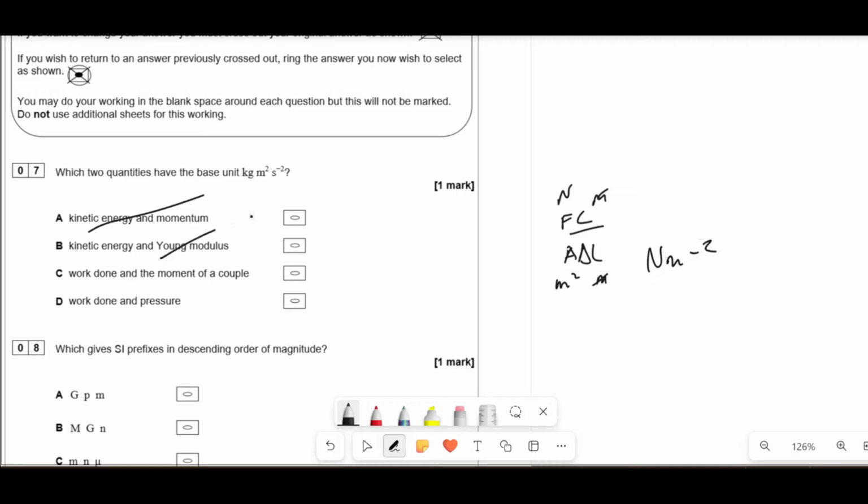So that one's out. Okay, work done equals force times displacement, which is going to be newton times meters, newton meters. Forces generally follow force equals ma, kilograms times meters per second squared. So if we have newton meters, then it would be kilograms meters squared per second squared, and that's exactly what we get there. And the moment of a couple is force times perpendicular distance between them, which would have the same unit. So it's this one, it's c.